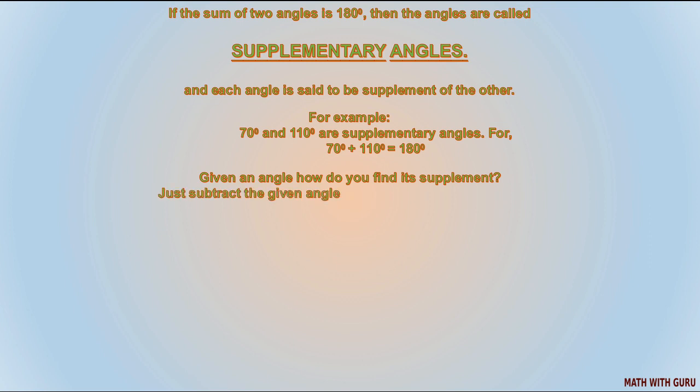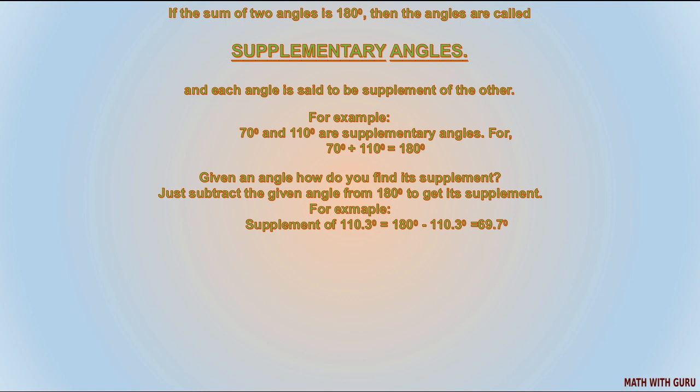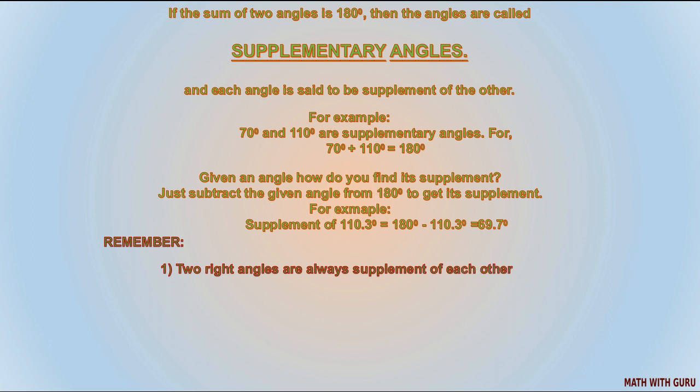Given an angle, how do you find its supplement? It's quite simple. Just subtract the given angle from 180 degrees to get its supplement. For example, the supplement of 110.3 degrees is equal to 180 degrees minus 110.3 degrees, which gives us 69.7 degrees. You need to remember these points. Two right angles are always supplements of each other. Their sum is 180 degrees, isn't it?